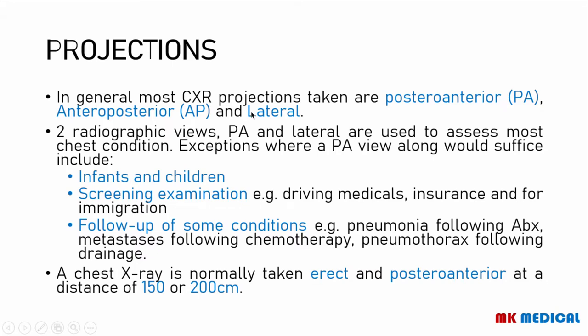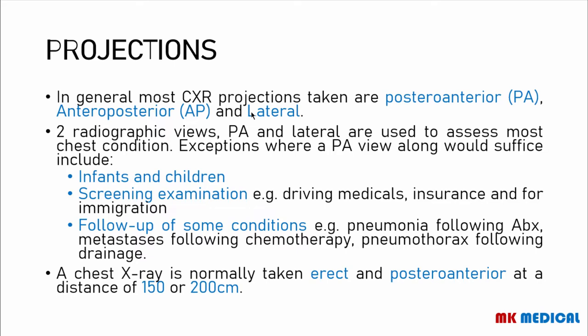So often we use two radiographic views, the PA and the lateral, and we use this to evaluate certain chest conditions. There are some exceptions though where we can just order a PA chest x-ray. For example, in infants and children, a PA chest x-ray will be sufficient. If you're screening for examinations, like for driving medicals or insurance forms or even for immigration, a PA chest x-ray would just be enough. If you're following up certain conditions, like a patient being treated for pneumonia with antibiotics, you can just order a PA chest x-ray to see if this is resolving. If there's metastasis following chemotherapy, or pneumothorax following an intercostal drainage, then you can order a PA chest x-ray. It would be sufficient enough.